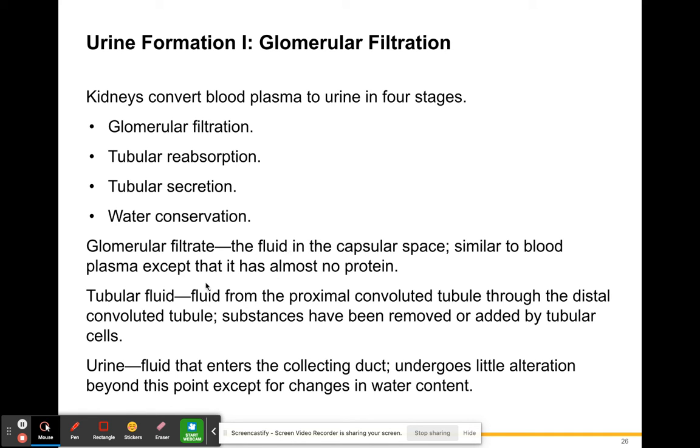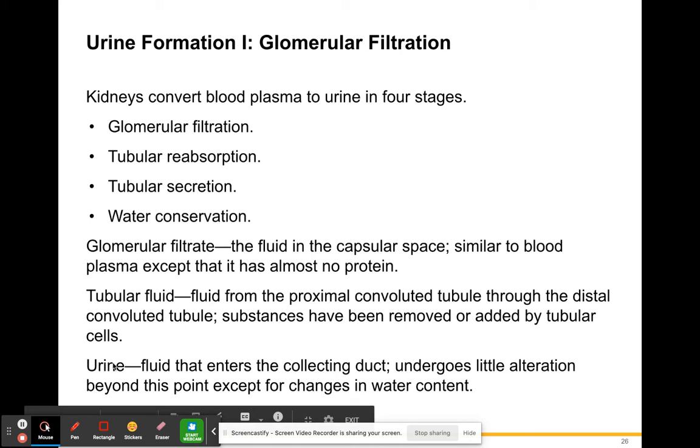Okay, it's going to be similar to blood plasma, except that no protein is going to be present in that blood plasma. Your blood plasma has lots of proteins in it, okay, especially albumin, but we don't want that protein in our glomerular filtrate. Okay, we're going to have tubular fluid, which is going to be fluid from the proximal convoluted tubule through the distal convoluted tubule. That's all the fluid that travels in the renal tubule from the PCT to the DCT. Okay, these substances have been removed or added by tubular cells in the kidney.